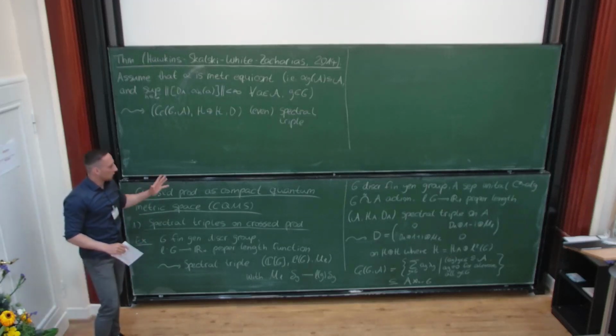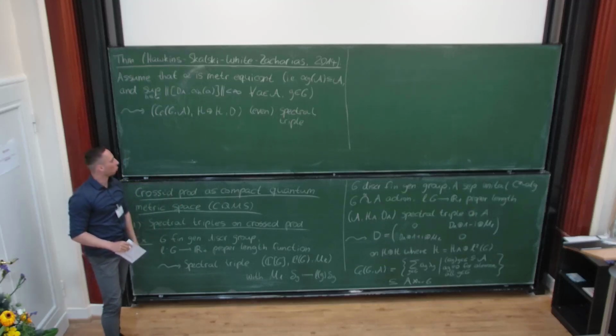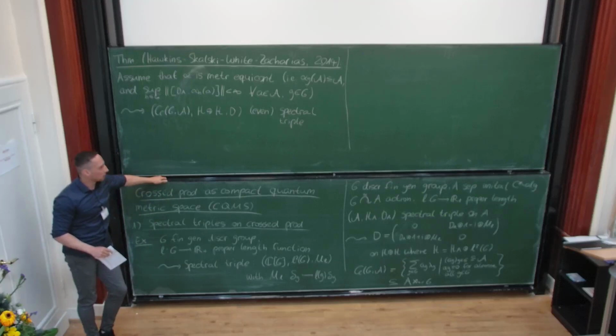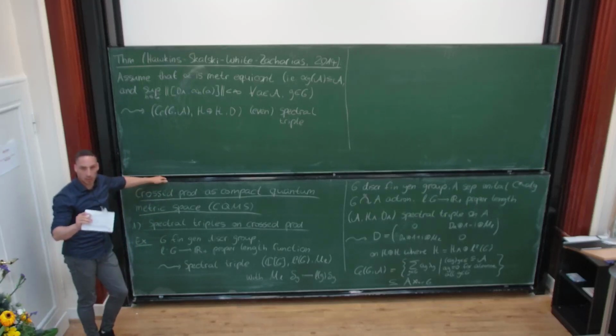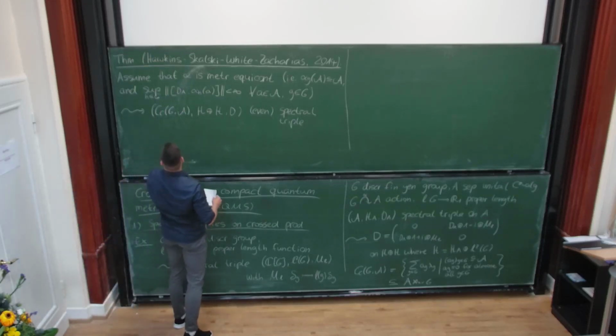And then I would say a very natural question is now to ask: does this spectral triple induce a compact quantum metric space structure on the cross product star algebra? And this question was also asked by Hawkins, Skalski, White, and Zacharias in 2014. They answered this question for Z with the standard generating set, but beyond this, I think nothing is known in this context.